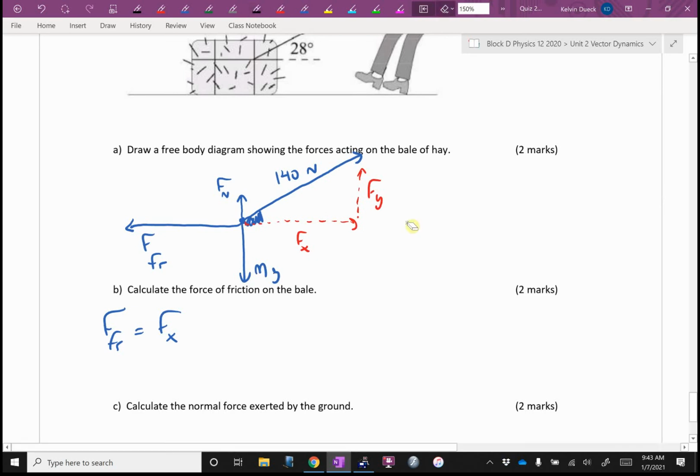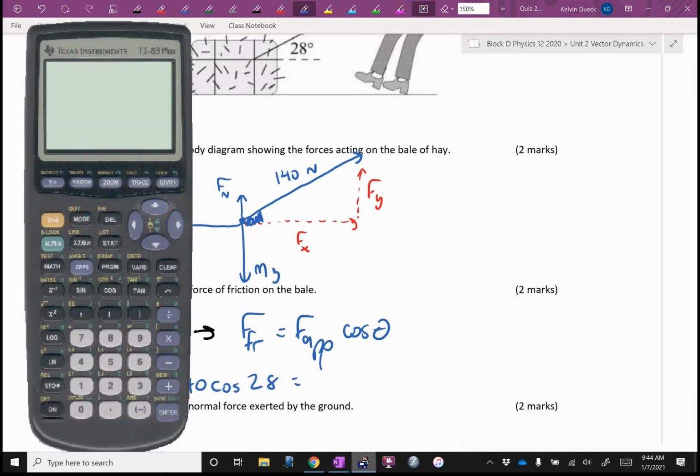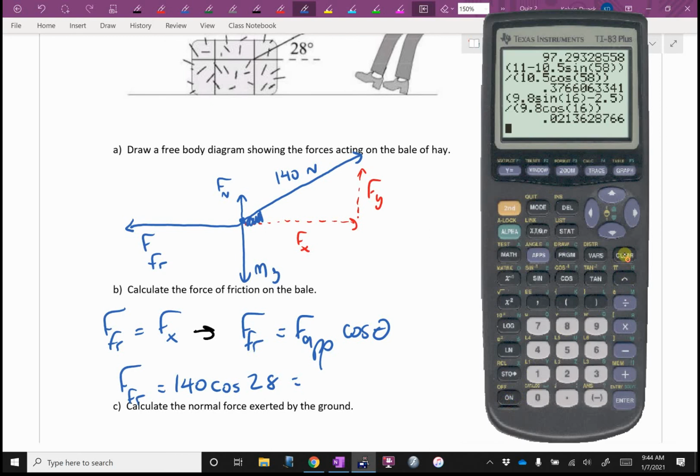Is Fy sine and Fx cosine? Well, we'll take that. So friction is going to be the applied force, the 140, cos theta, if I generalize it. So it's going to be 140 cosine 28. You'll get 123.6. I'll write 124, but I'm going to write 123.613, and then I'll put equals 124, because I may need this.